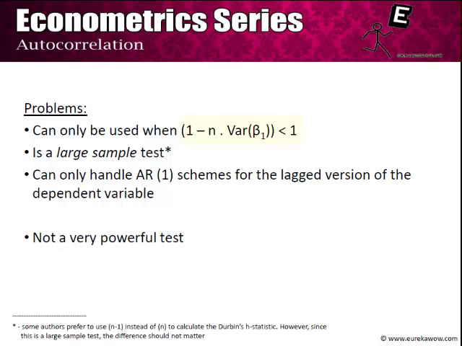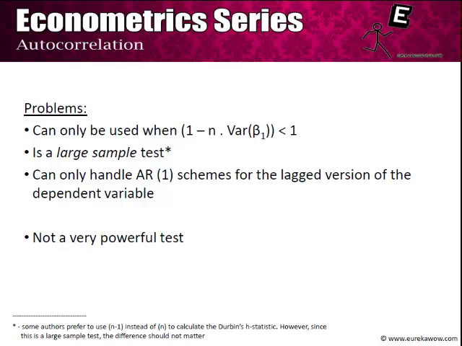Firstly, it can only be used when 1 minus n into variance of beta 1 is less than 1. This is fairly obvious from the formula used to calculate the H statistic. The second limitation is that this is a large sample test, and hence even though some authors prefer to use n minus 1 instead of n to calculate the H statistic, it should not really make a difference.